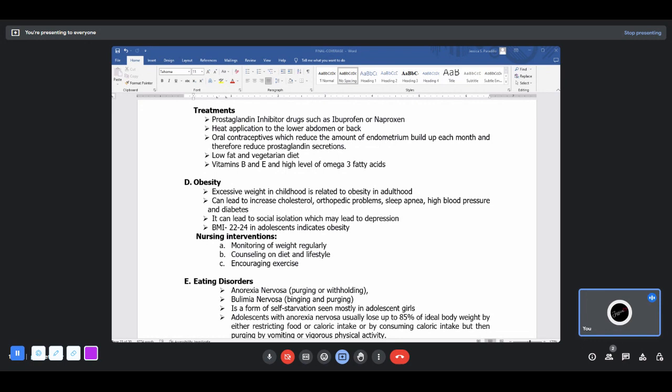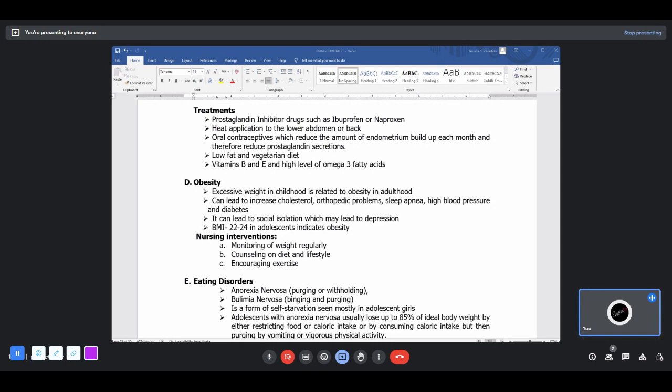It can lead also to social isolation, which may lead to depression, lalo kapag ka-obese ka, walang gusto makipagkaibigan sa'yo, so anong gagawin mo na lang, magmumukmuk ka, ayaw mo na makipagkaibigan. Okay? BMI, 22 to 24 in adolescents, it indicates obesity. Okay? Sa adolescent natin, hindi siya pantay kasi nga teenage years to, hindi ito yung normal na BMI nila.